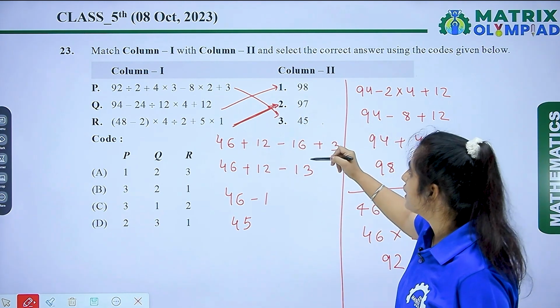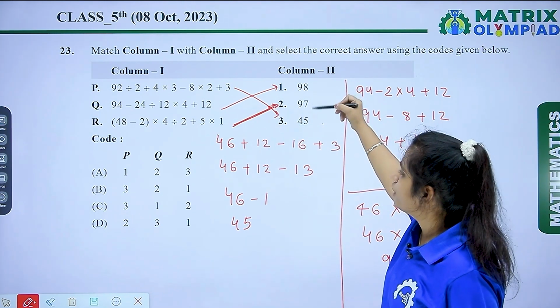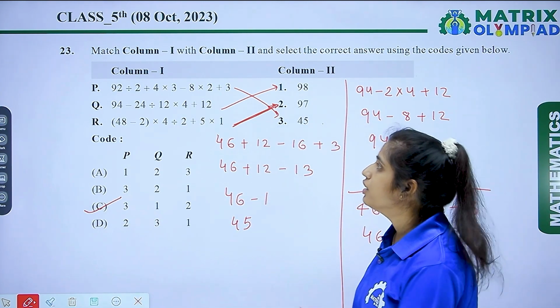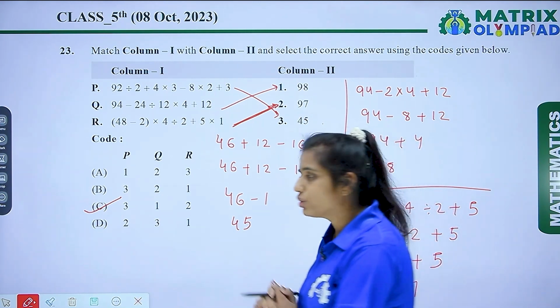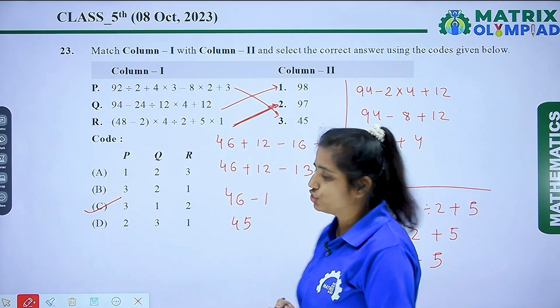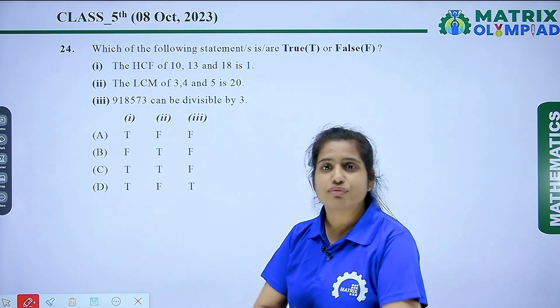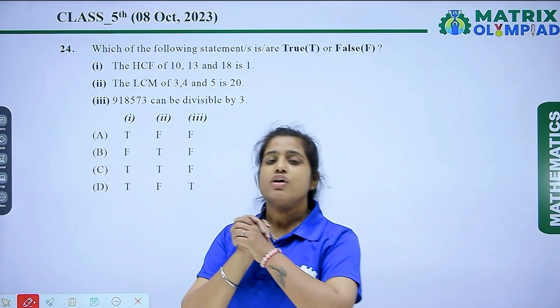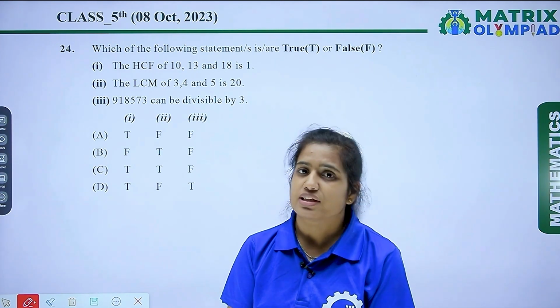So the correct sequence will be 3, 1, 2. So 3, 1, 2 is the option C. So here we complete the 23rd question of this part. Let's begin with the next question. So let's begin with the 24th question. In 24th question, we have to find out which statement is true and which statement is false.